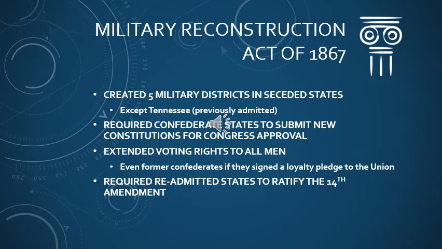The Military Reconstruction Act of 1867 created 5 military districts in the seceded states, except Tennessee, which was previously admitted back into the Union. It required Confederate states to submit new constitutions for Congress's approval. It extended voting rights to all men, even former Confederates, if they signed a loyalty pledge to the reconstructed Union. And it required readmitted states to ratify the 14th Amendment.